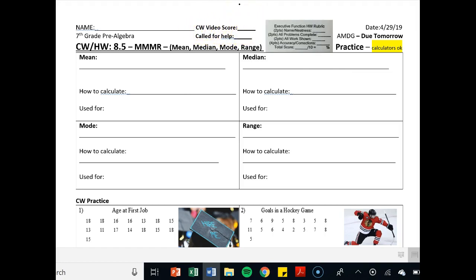So let's just quickly review today all the measures of center, including adding two new ones, the mode and the range, and figure out exactly what they are, and then let's just practice them.